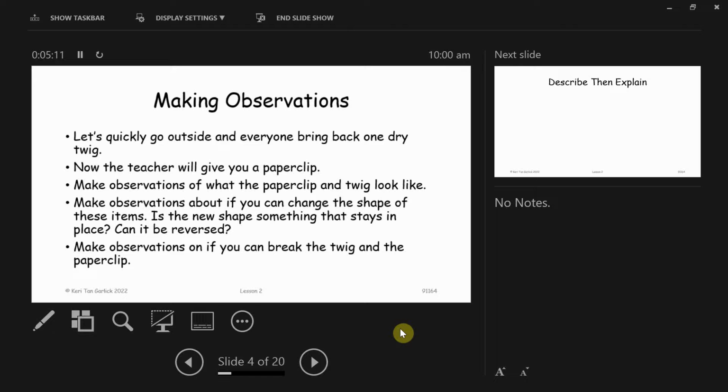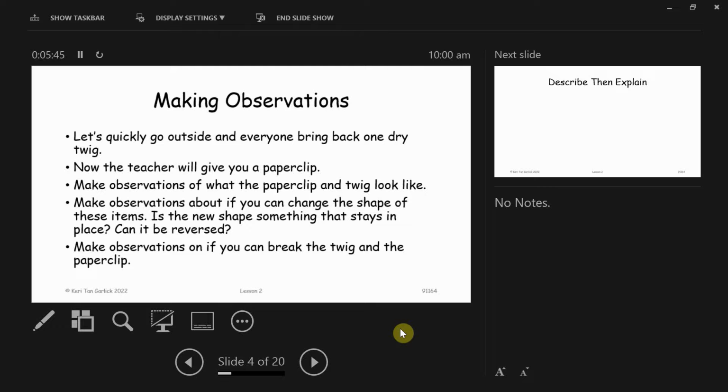When it came to changing the shape of these items, could you change the shape of the wood? By breaking it, so it wasn't a reversible change. Some of the maybe wetter twigs, you'd be able to bend, but it may not hold that bent shape. What about the paper clip? You can break it. We can bend it. We can change its shape. Does it hold the shape that it has? Yep. And I could probably, in theory, reverse it. If I was really careful, I could probably remake the paper clip with more or less the same bend.